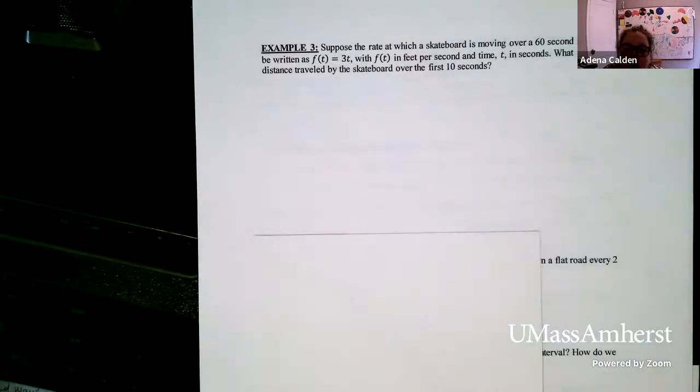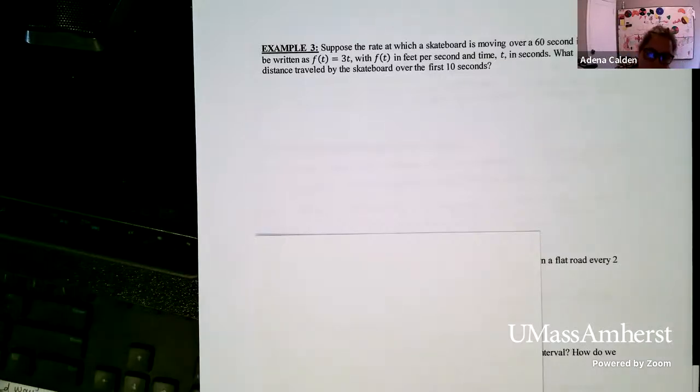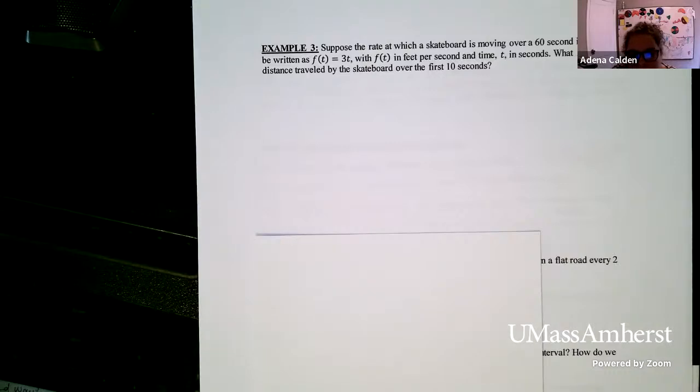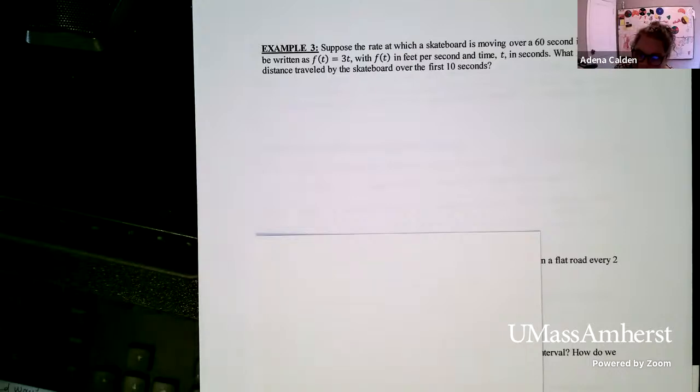I want to know what is the total distance traveled by the skateboard over the first 10 seconds. So we're still talking about distance traveled. If we try to do rate times time, we would be multiplying 3t times 10, and that would give us 30t. That is still a function. That is not a distance traveled.